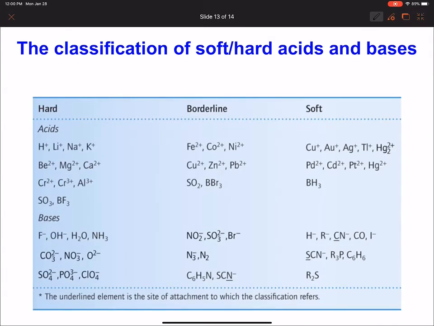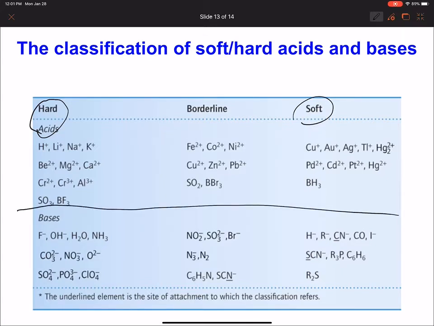Okay, here is a table to give you guys an example of the typical hard nucleophile acid and soft nucleophile acid. Here is the acid part, and here is the base part. We also have hard nucleophilic bases like fluoride, hydroxide, water, ammonia, and also several other ones.